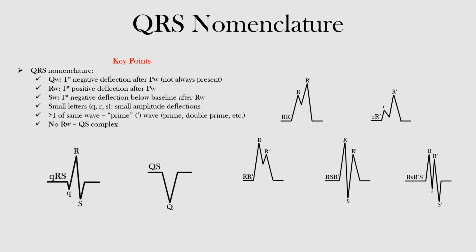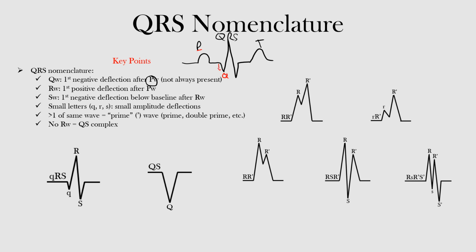So again, starting here, we have a Q wave, which represents the first negative deflection after a P wave. If we draw a complex here, this being our P wave, this is our QRS complex. This is our T wave. We're saying that the Q wave is the first negative deflection of our QRS complex after the P wave. So this is our P wave. The first negative deflection is this. So this would be our Q wave.